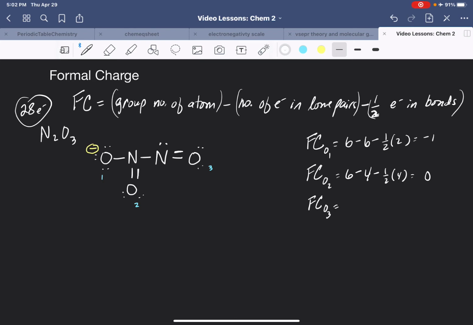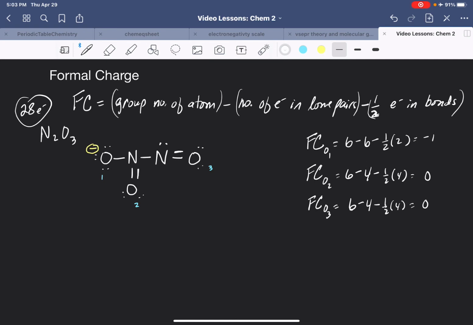All right. The third oxygen, group number 6. And it's bonded the same way. There's number of electrons in lone pairs. Well, that's 4, right? Minus 1/2 of the electrons that are in bonds. That's 2, that's 4. So once again, 0. So those two oxygens are carrying a neutral charge.